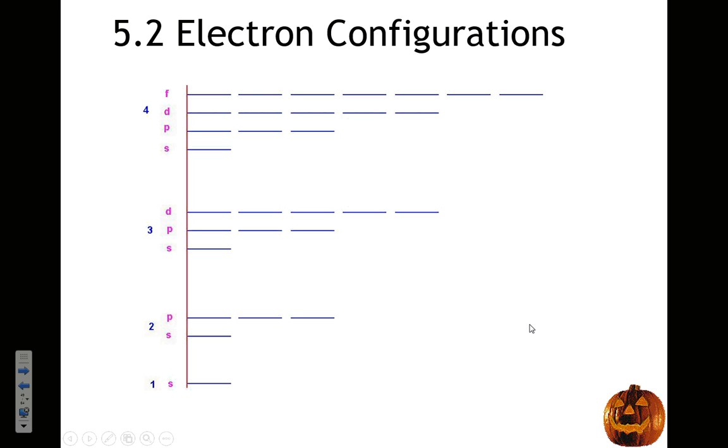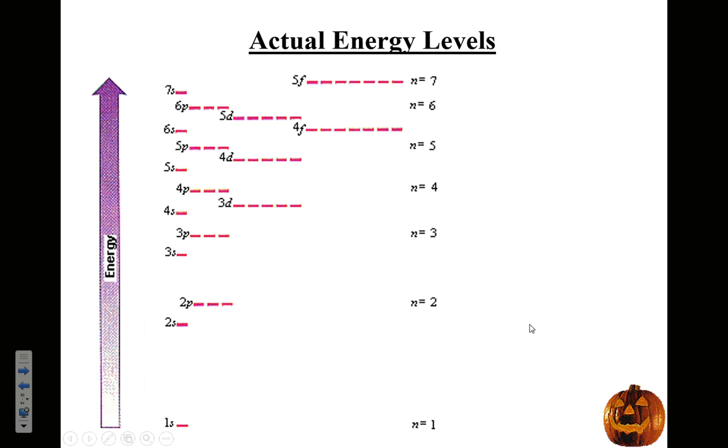Notice we have the one s and we have three p's, total of 4. Then when we got to the third, we should have a total of 9 on our three sublevels. So 1 s, 3 p's, and 5 d's. And when we get to the fourth, we would have a total of 4 squared or 16: 1, 3, 5, and 7 for our f's. Now, if you really think about it, it's not that bad. And if only the atom were that way, things would be very, very easy and beautiful.